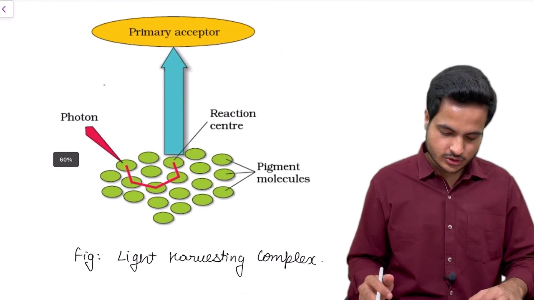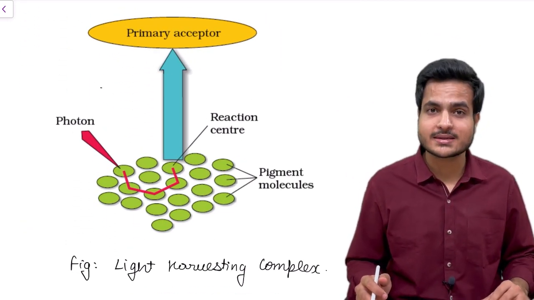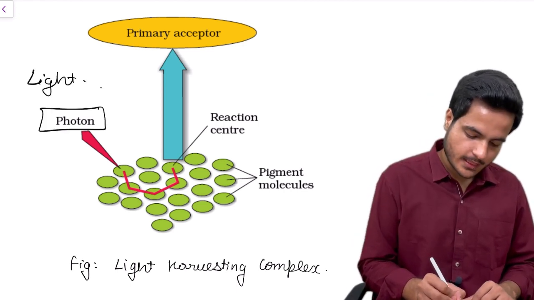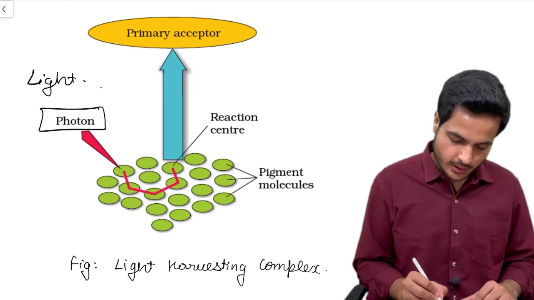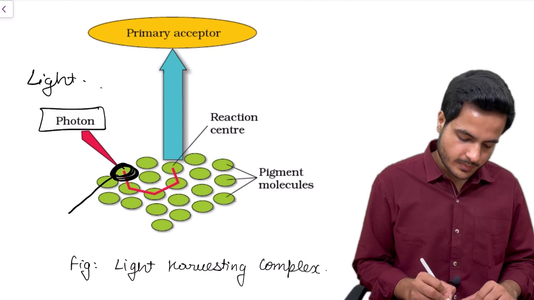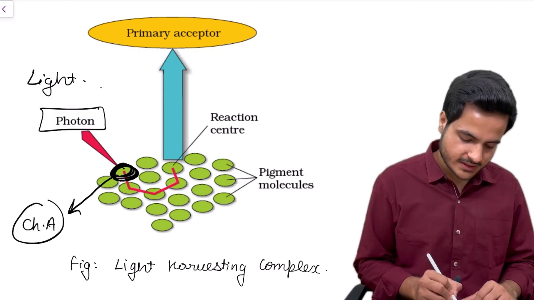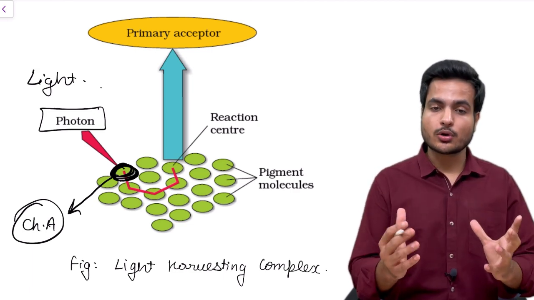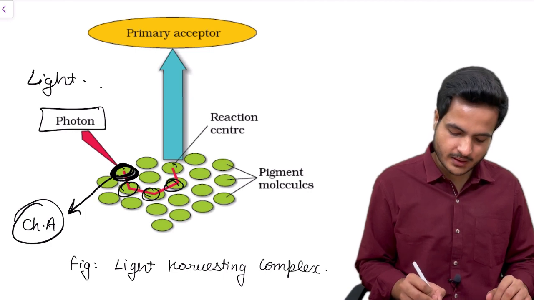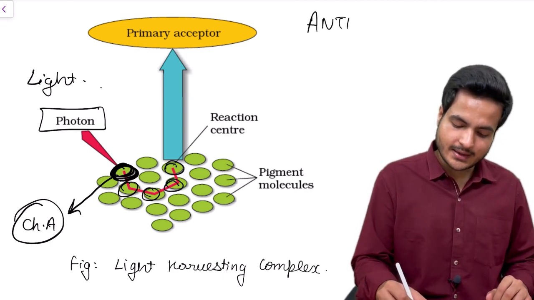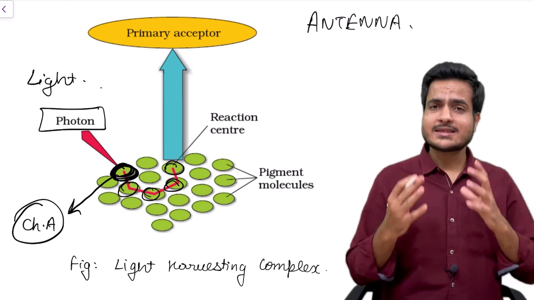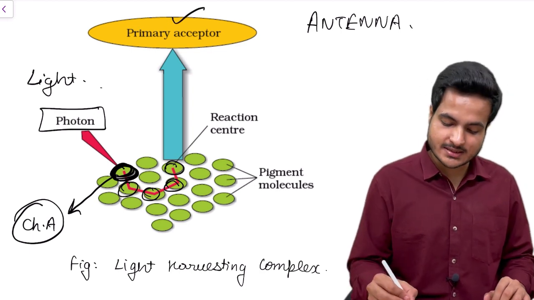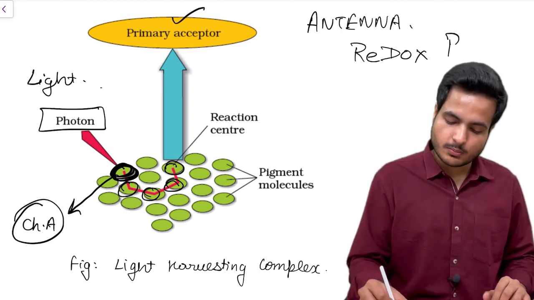Let's move ahead. So here we have the diagram of light harvesting complex as shown in the NCERT textbook. The photon describes the light energy. When it falls on the molecule, the first molecule would be our reaction center, which is made up of a single molecule of chlorophyll A. This reaction center would excite the electron and send it to hundreds of pigment molecules, which is forming the antenna. And this antenna would send the excited electron to a primary electron acceptor which has higher redox potential.